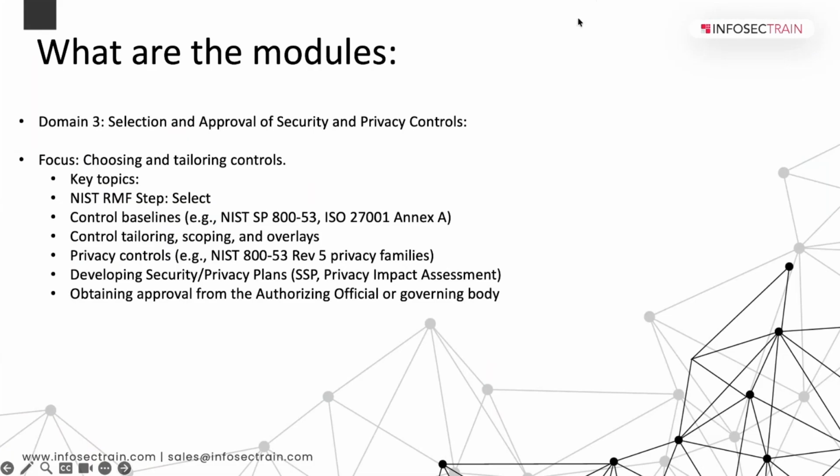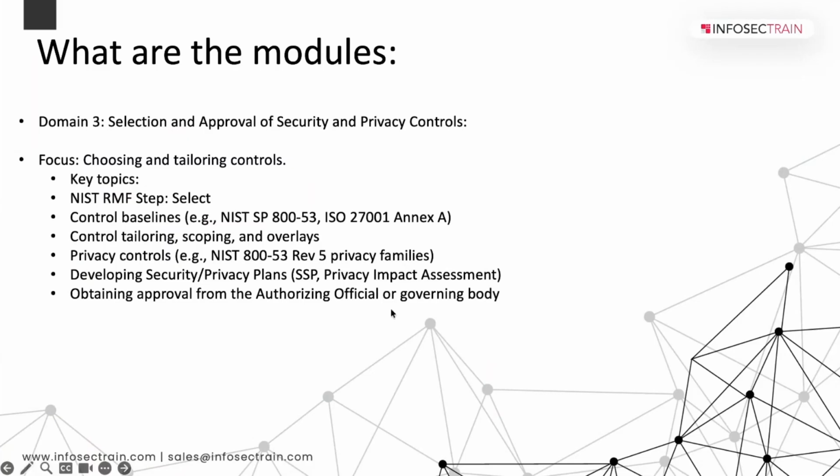So in choosing and tailoring controls, we select the controls either from NIST SP 800-53 or ISO 27001. Then we are not going to choose the controls as they are. We are going to tailor the controls according to our business requirement or business scenario. We will select what privacy controls we need. Finally, we will develop the security and privacy plans, and we will obtain the approval from the authorizing official, the AO, or governing body. Selection and approval of implementing the controls will always be done by the AO.